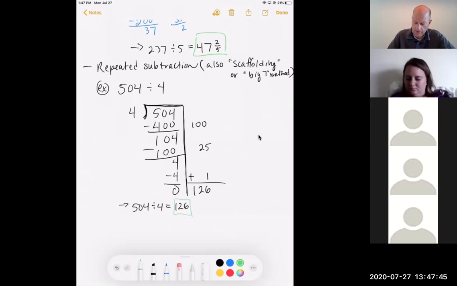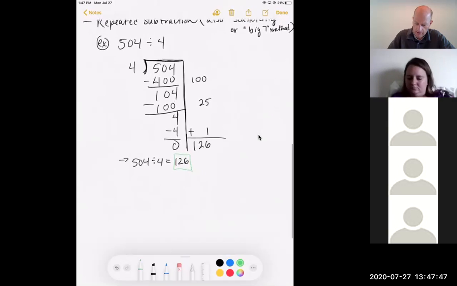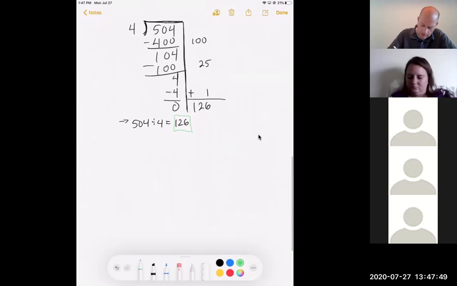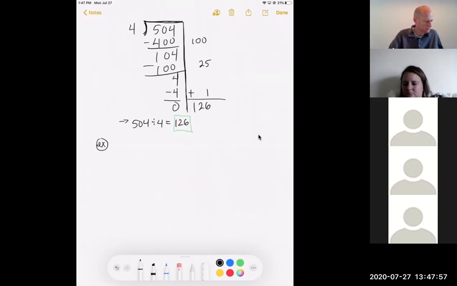Okay, so you got the repeated subtraction method. Let's do another example. I'll have you guide me on that one as well. We want to do 162 divided by 6 with repeated subtraction.